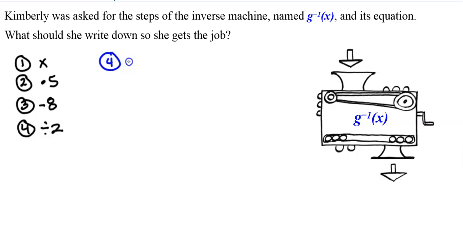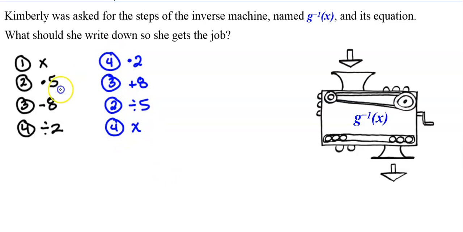So first we're going to multiply by 2. We do the opposite in the opposite order. Then we're going to add 8, and then we're going to divide by 5, and that's going to give us x. So that's what we do. This is the order that we go in. This is the f of x order, and this is the f inverse of x order.